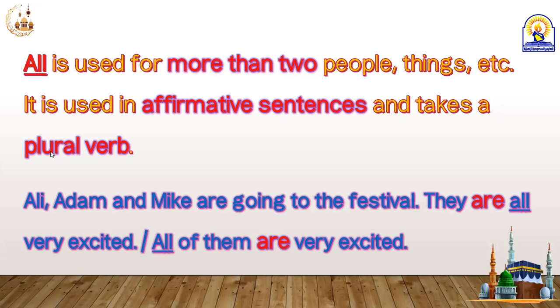So as I told you here, with all, we need a plural verb because we are talking about more than two. We are talking about a plural noun. As you see, Ali, Adam, and Mike are going to the festival. They are all very excited. Or I can say all of them are, because I have all here. All of them are very excited.